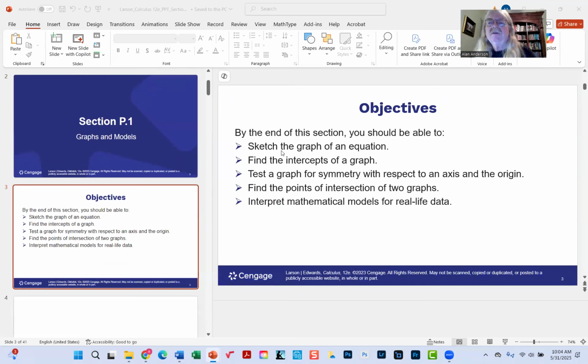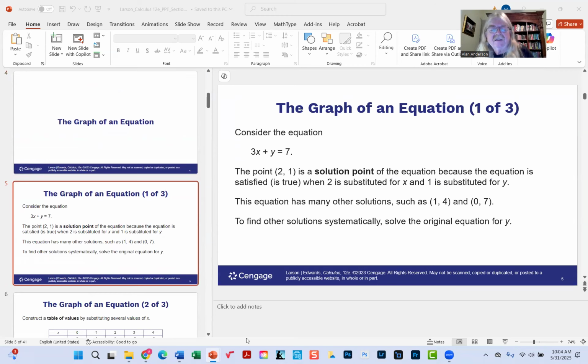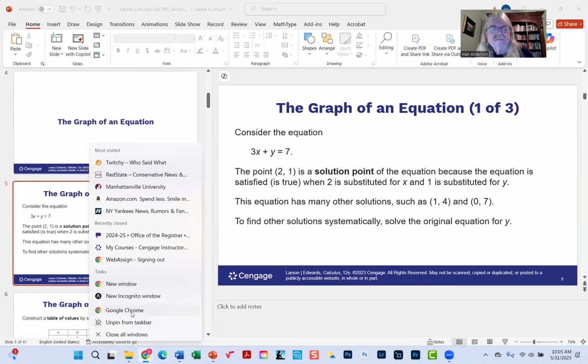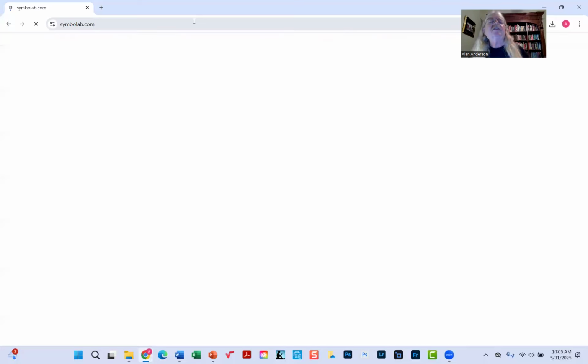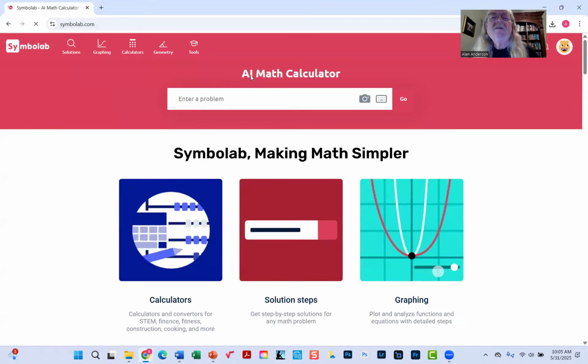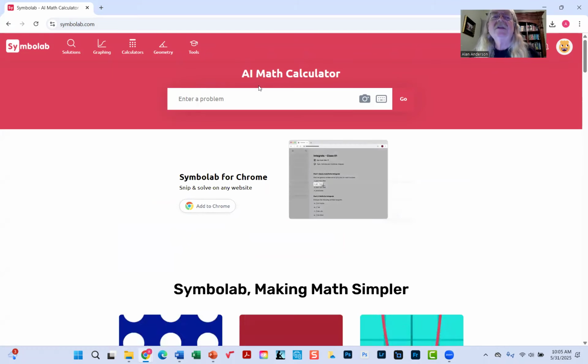Now, of course, graphs are very important in all branches of math, but it's very important in calculus because we need to be able to visualize what we're doing. And by the way, I'm going to show you something very interesting that you can do on the internet. Suppose you're working on a problem, like I really can't visualize what this function looks like. Let me just make a note to myself. Now, there's a couple of these, but the one I like the best is this thing called Symbolab. They just added this title recently, AI Math Calculator. I don't know if it's really AI or not.